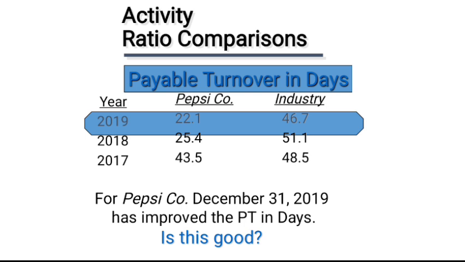Now, if you look at the industry, Pepsi was performing better than the industry. The industry was at 48.5 days in 2017, 51 days in 2018, and 46.7 in 2019. So it means Pepsi is performing in half of the time period in which they can pay. They are ready to pay their accounts payable to suppliers in a short span of time. So Pepsi Cola at December 31st, 2019 has improved in this area.